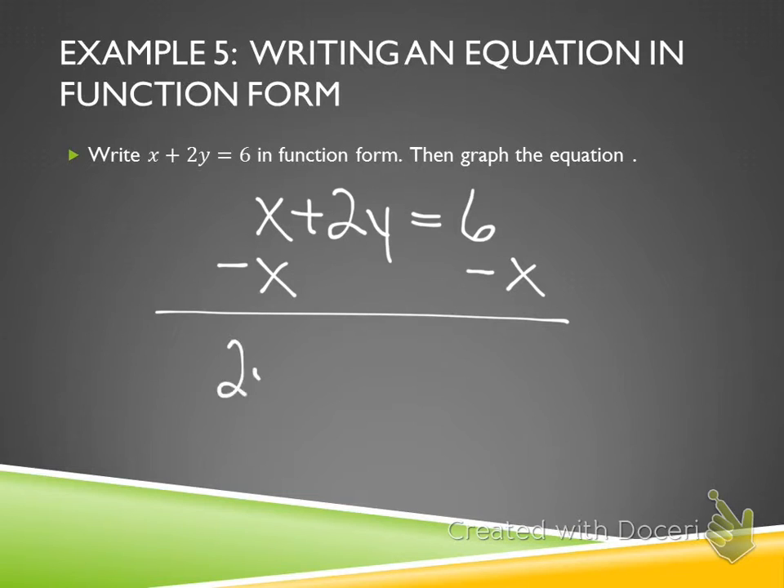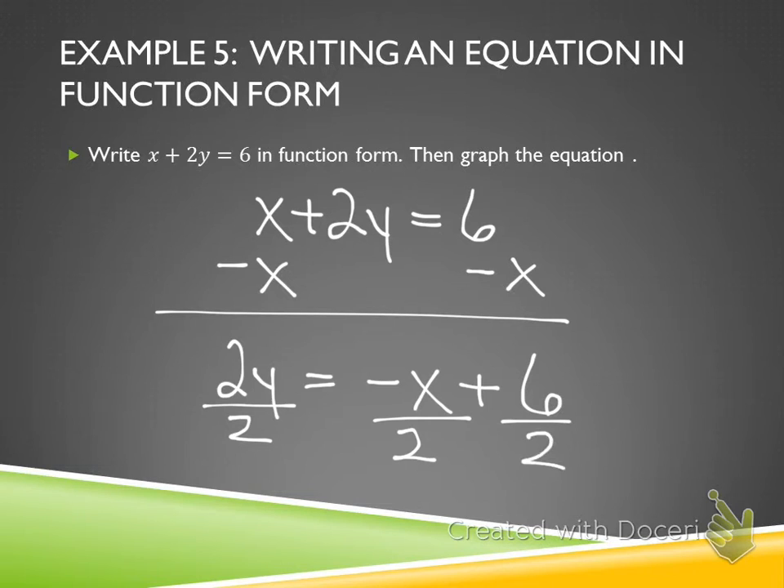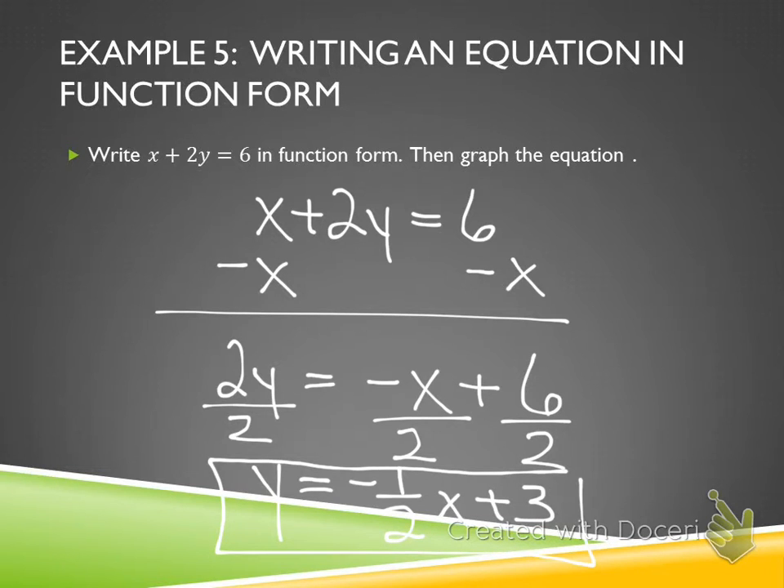So now I have 2y equals negative x plus 6. But I'm not done yet because y still is not by itself. What do I need to do now? Divide everything by 2. Divide this by 2, divide negative x by 2, divide 6 by 2. And now I have my function form. y equals negative 1/2 x plus 3. Might be a little hard to read on the green, but y equals negative 1/2 x plus 3. I'll make this maybe a little darker.